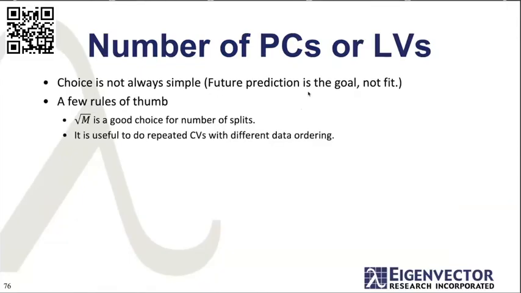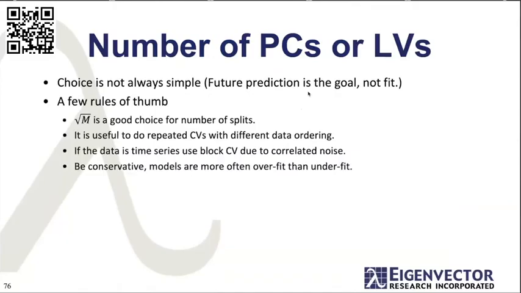It's useful to try different cross-validations with different data ordering, and hopefully you would get a reasonably similar answer across those. If not, you may have outliers, and that's going to be the subject of Thursday's course. If we have time series, we're going to use block cross-validation. Be conservative. Models are more often overfit than underfit.